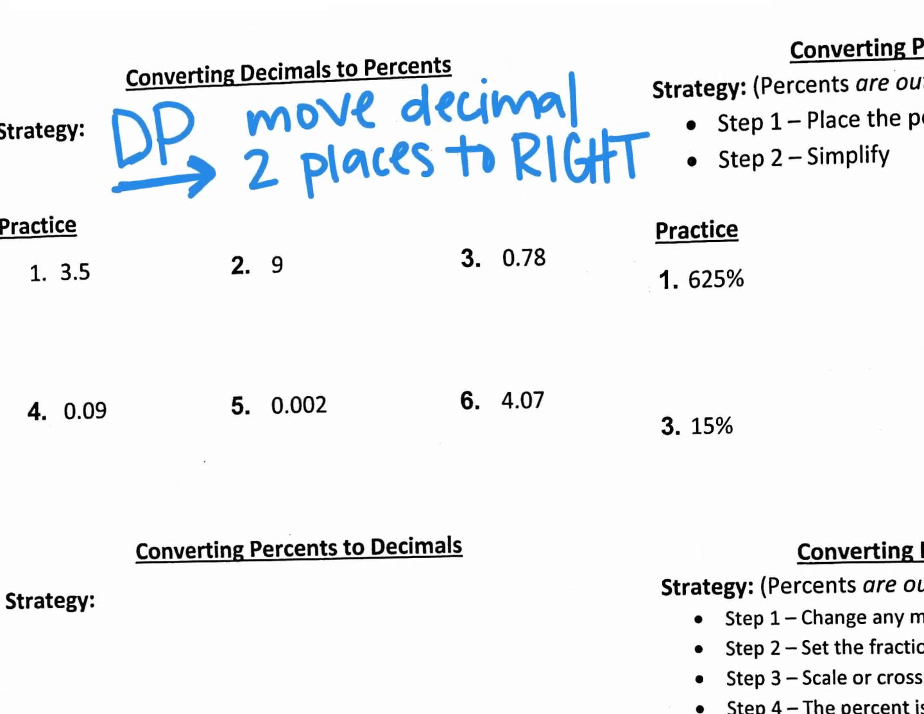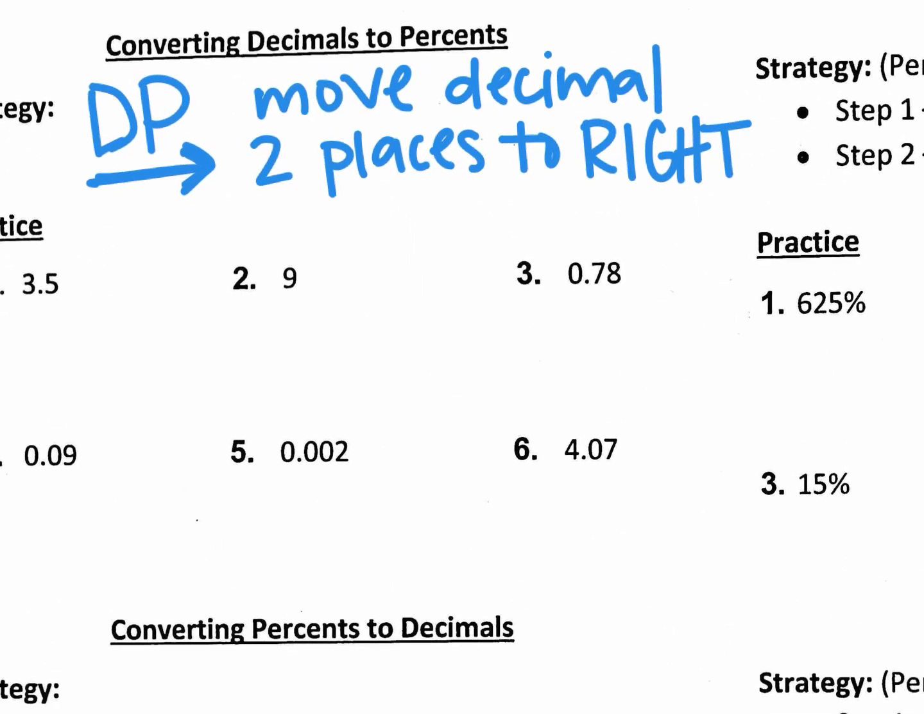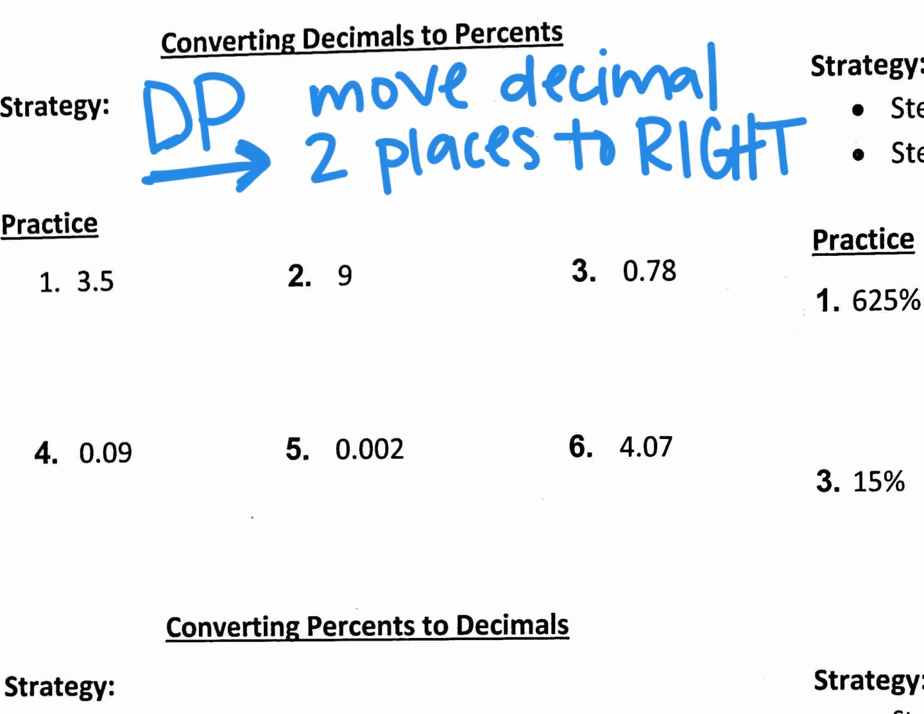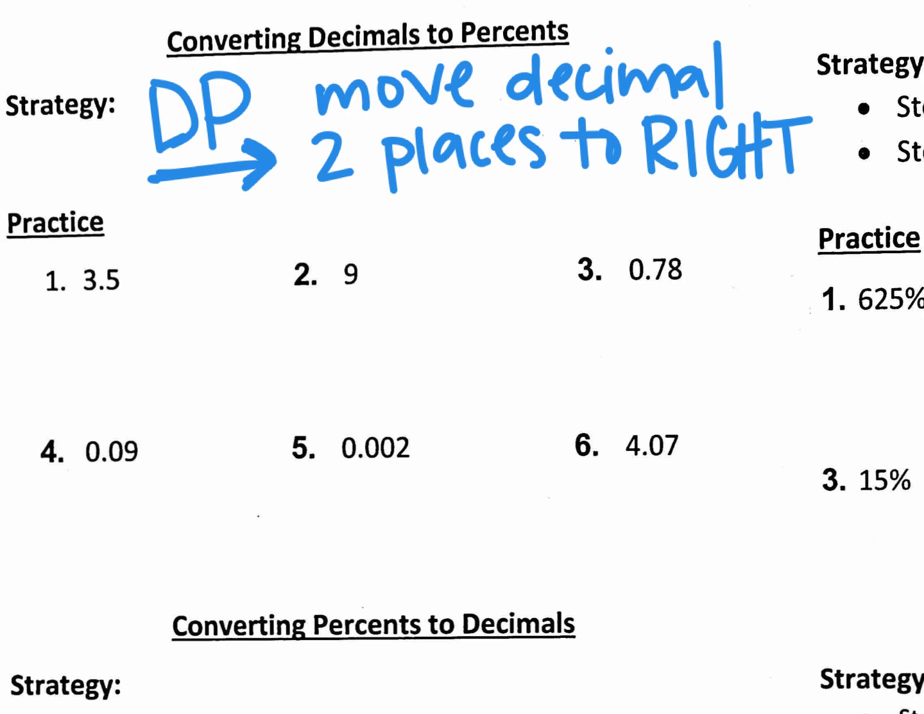I'm going to make this really big right here so that we can just focus here. Okay. For number 1, I have 3 and 5/10. To make that decimal into a percent, I'm going to move this decimal 2 places to the right. What do you think I fill in that gap? A 0. So it becomes 350%. So 3 and 5/10 is more than 1 whole because it's got 3 wholes and half of another.